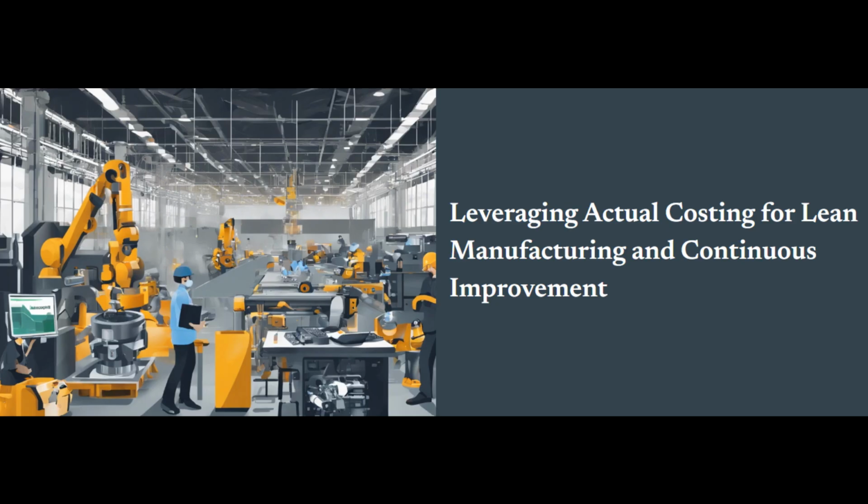Enhance equipment utilization. Actual costing data can shed light on the true costs of equipment operation, including maintenance, energy consumption, and downtime. This information can guide decisions about equipment upgrades, preventive maintenance schedules, and the implementation of predictive analytics to optimize asset utilization.